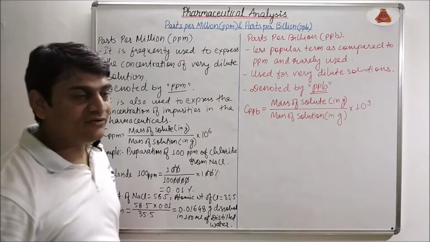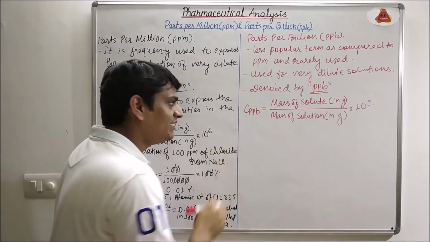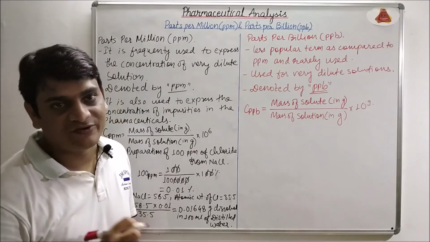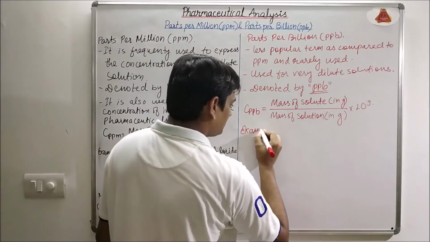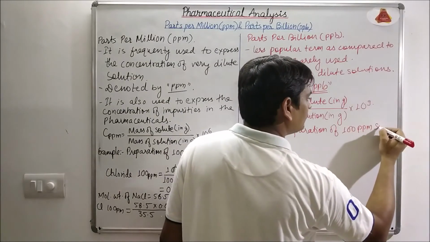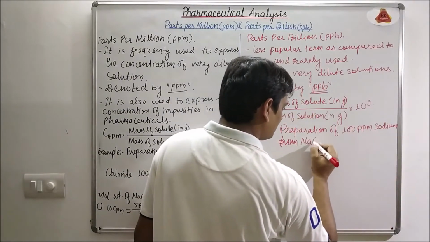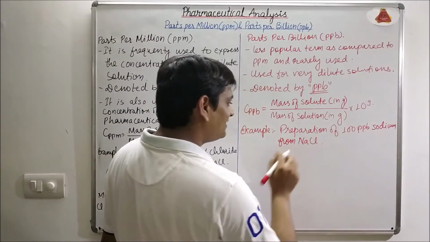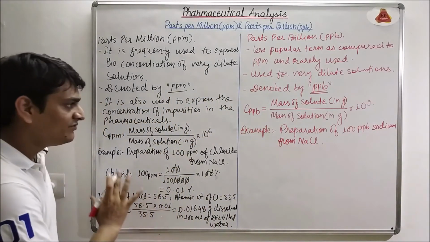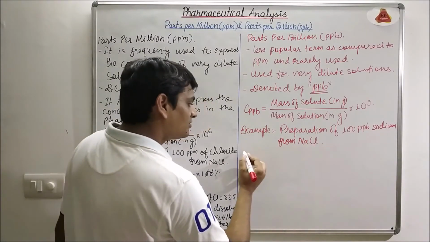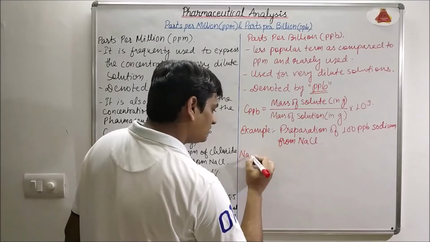Here also I am taking one example: how you will prepare 100 parts per billion of sodium from NaCl. For preparation of 100 parts per billion sodium from NaCl, the same methodology will be followed. Here it was chloride, but here it is sodium. So the calculation will be like this.